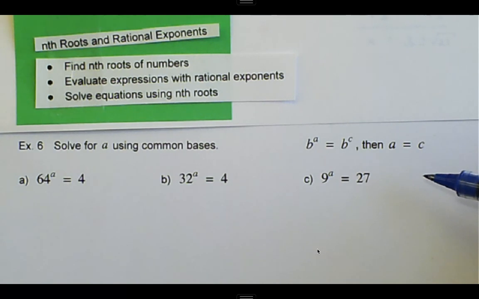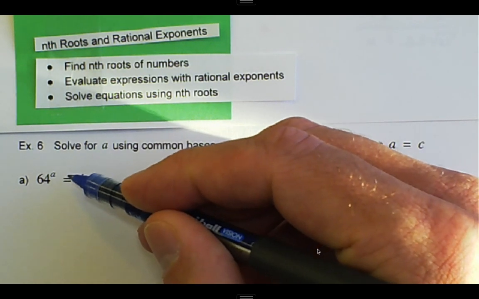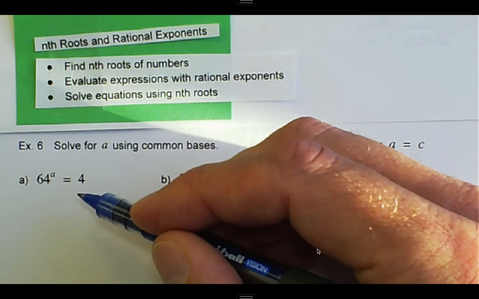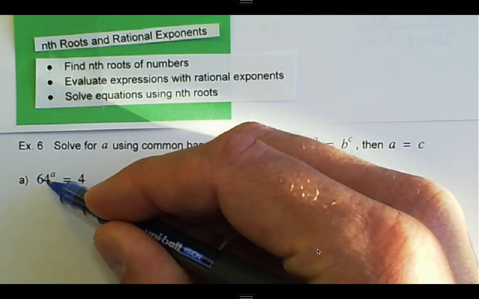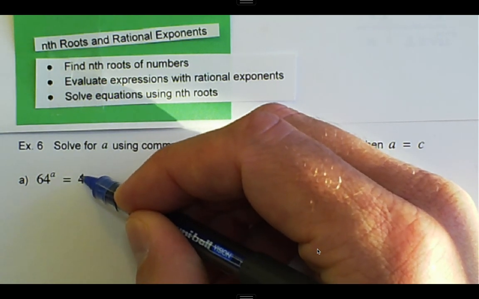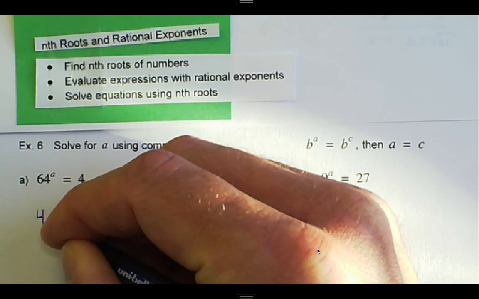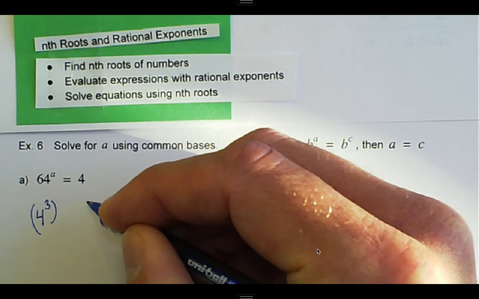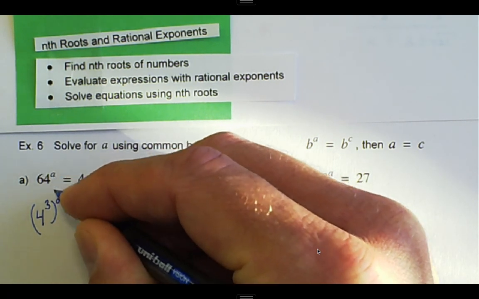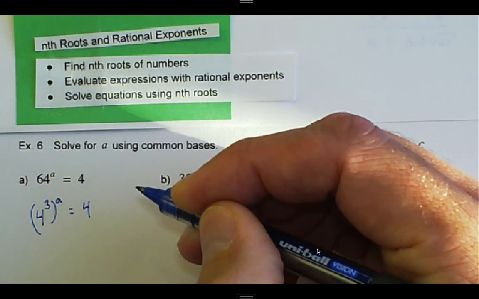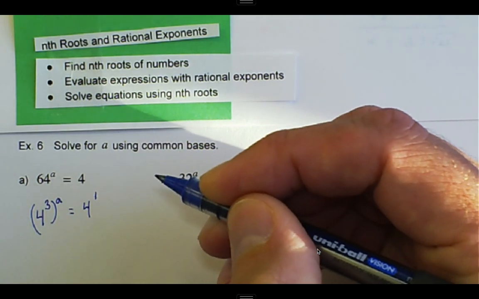And so what we want to do is find equivalent ways to write each base. So in this case, if we're looking at 64 to the a power, what would that have to be in order to equal 4? So we know that we can write 64 as 4 raised to some power. So 4 raised to the third power is equal to 64 if you put it in your calculator. And we still have the a left over from the exponent. And so now we have a base of 4. Over here, we do have a base of 4, but remember we have an understood 1 as our exponent.